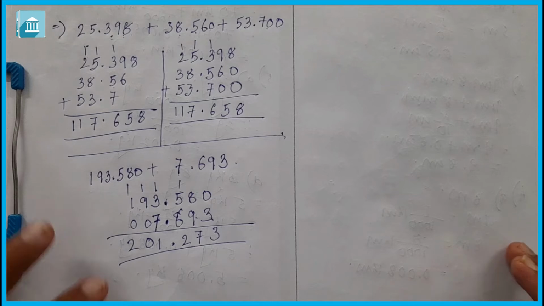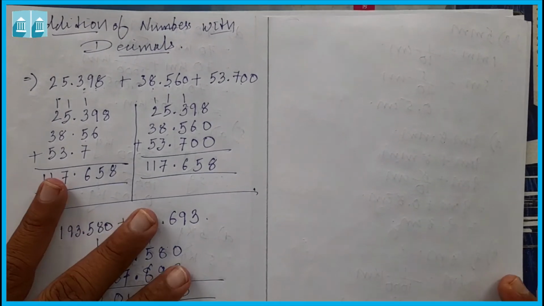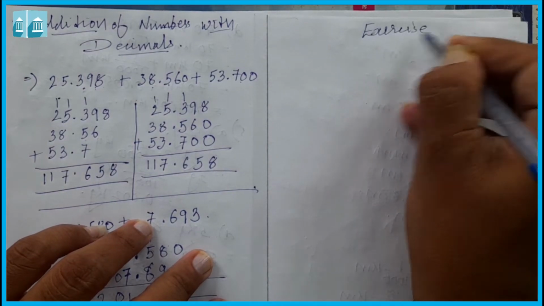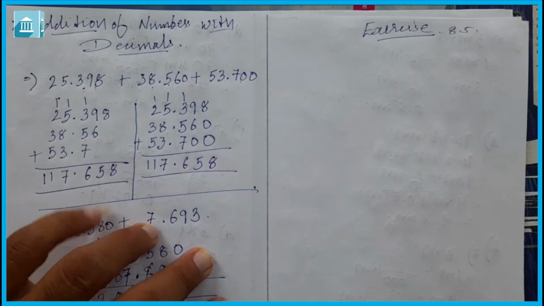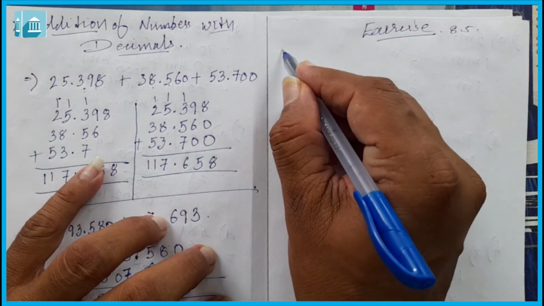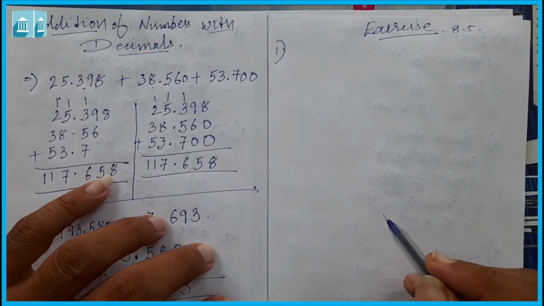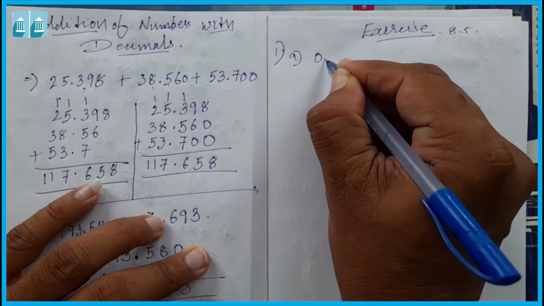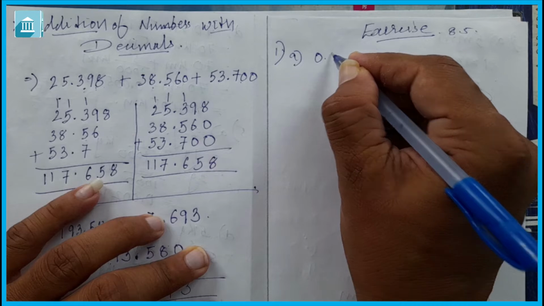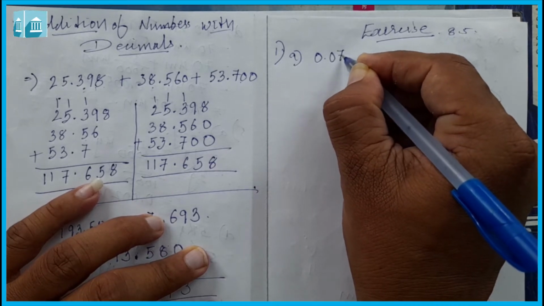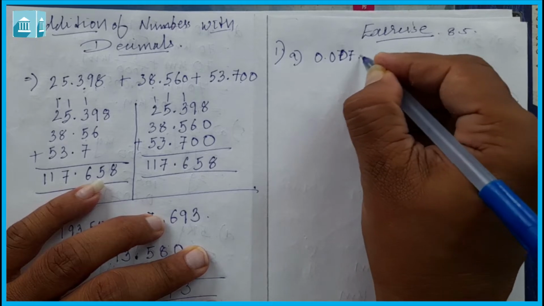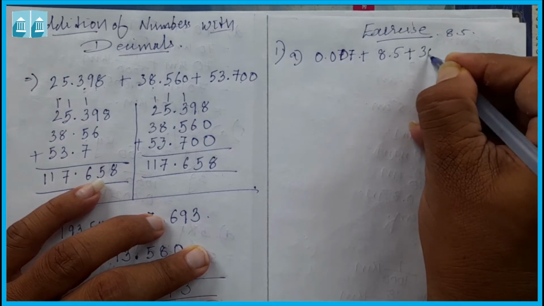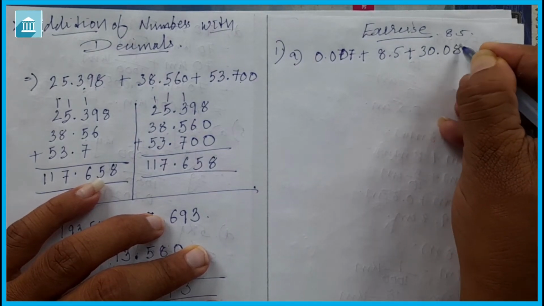Now let us see Exercise 8.5. Let us see question number A. Question number 1 is: find the sum in each of the following. Here A is 0.007 plus 8.5 plus 30.08.